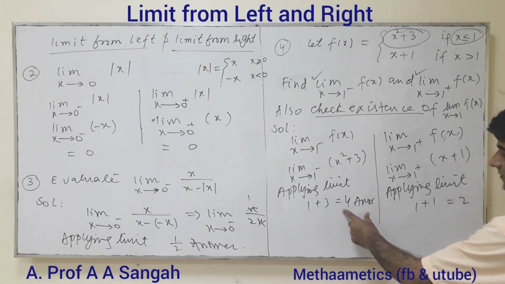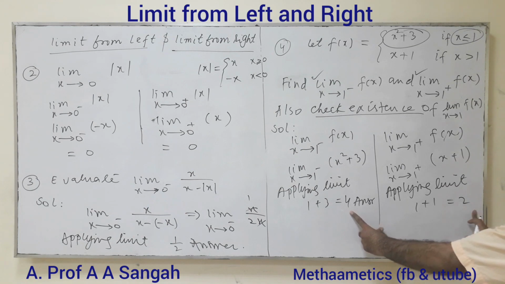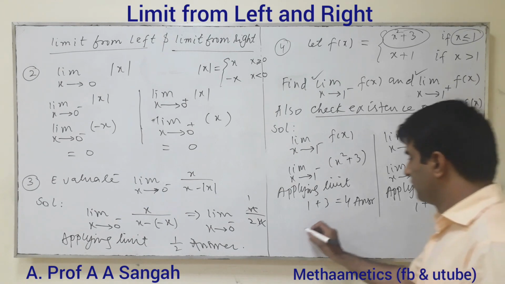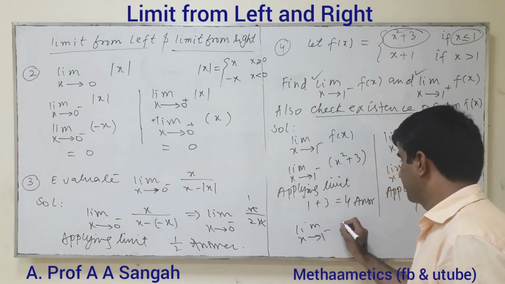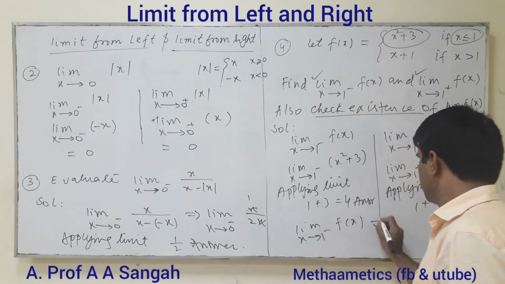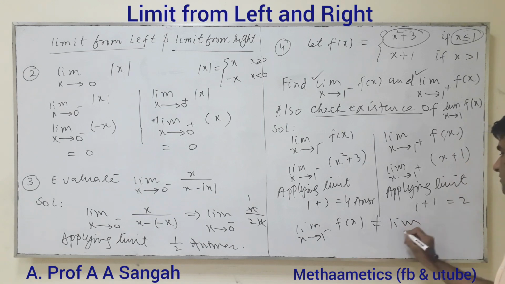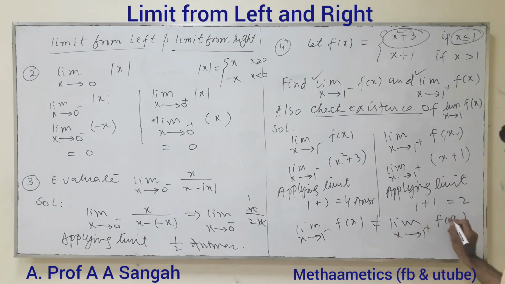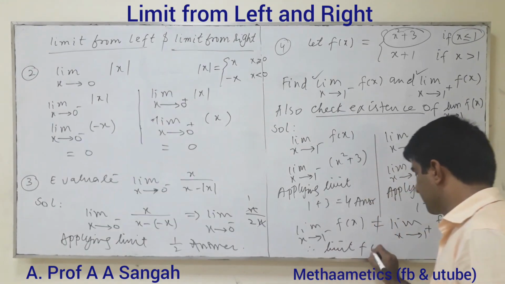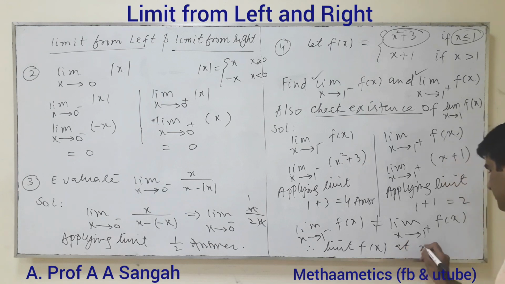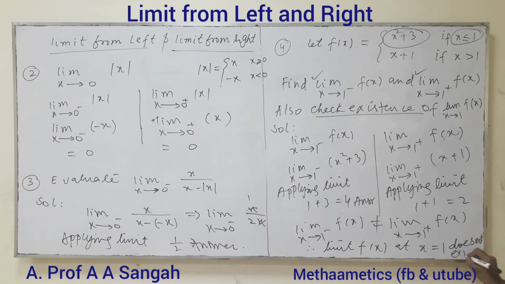The left hand limit answer is 4 and the right hand limit answer is 2. So the limit as x tends to 1 from the left hand side is not equal to the limit as x tends to 1 from the right hand side. Therefore, the limit of the given function at x equal to 1 does not exist.